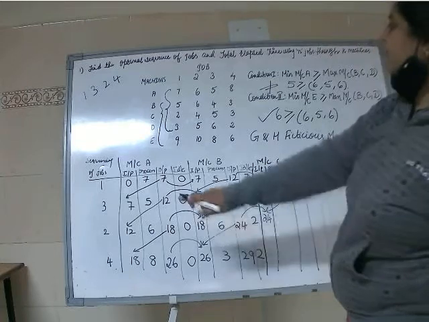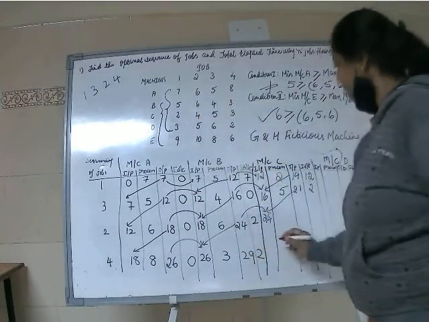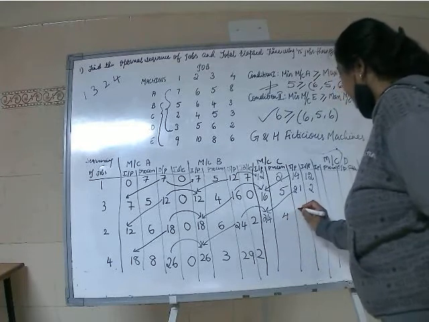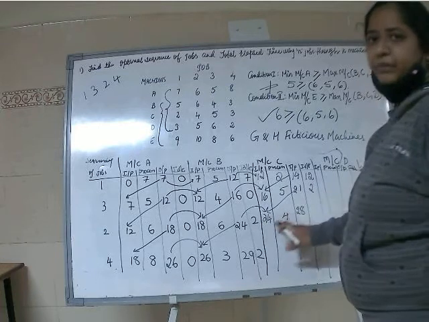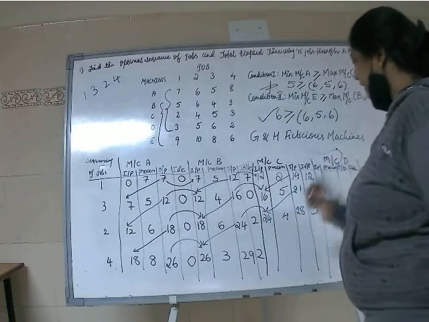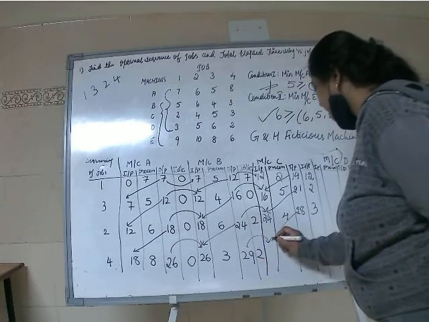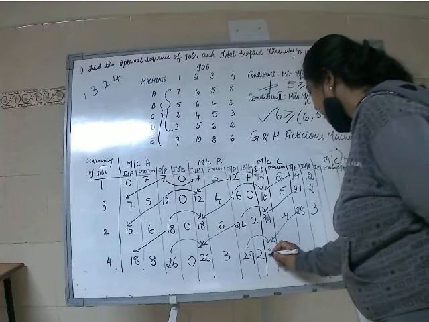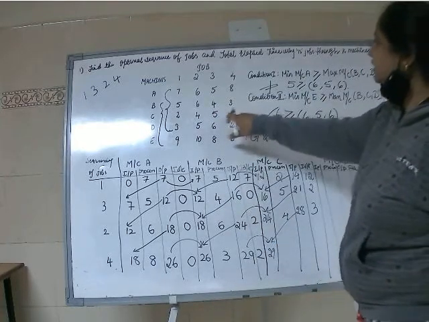Then next I need to take the input, which is 24, the highest. The process value for job 2 on machine C is 4. So when I sum up, it's 28. Idle is 3. 24 minus 21 is 3. Then next 29 and 28. So it is 29 highest. The process value for job 4 on machine C is 3.